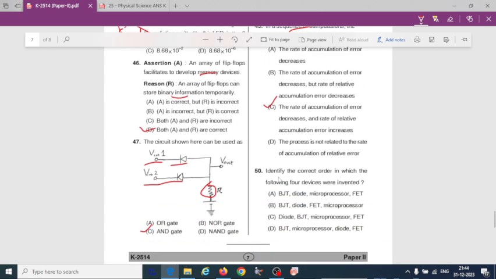So the last question here: identify the correct order in which the following four devices were invented. Actually BJT, diode, microprocessor, FET. If we see the order-wise invention, none of them is correct. So this question is a grace mark for you.